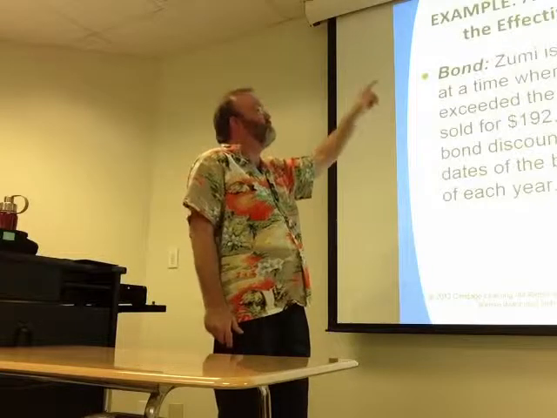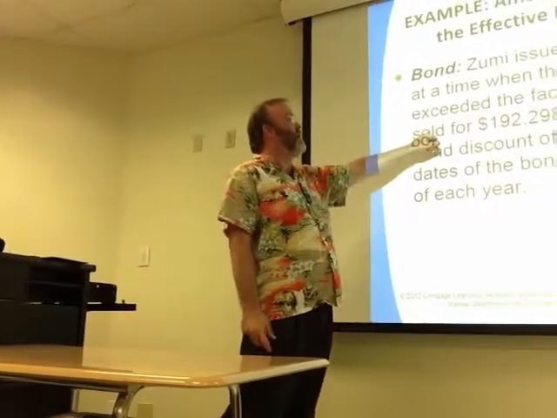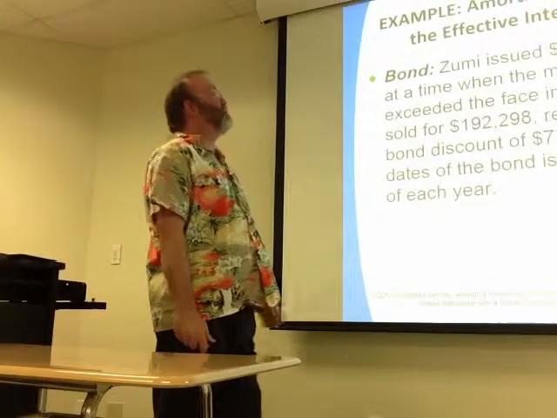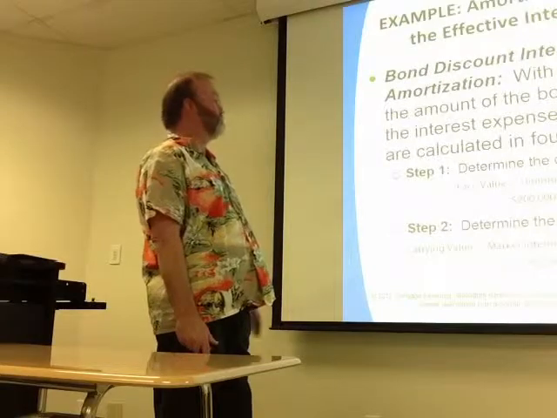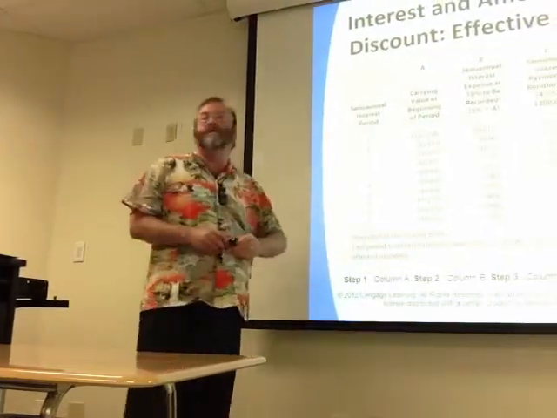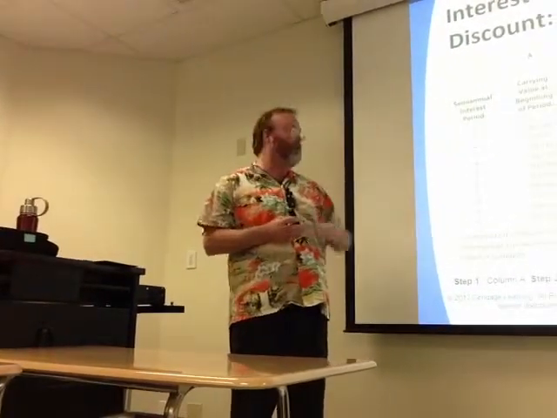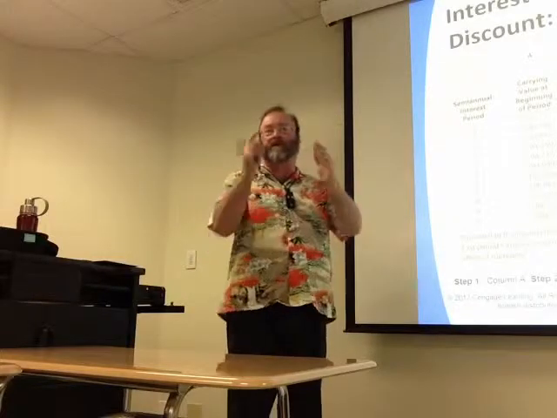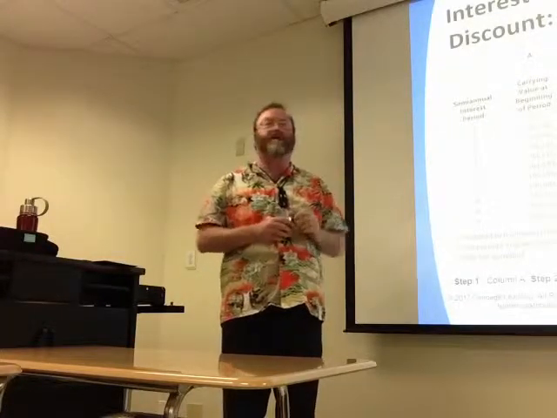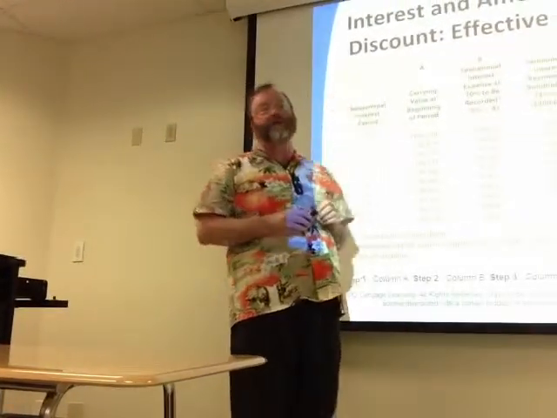All right, so back to the market interest rate of 10%. You're giving them 9%. So they sell it for $192,298 with a discount of $7,702. We get to the amortization. Here's the table. And I'm not going to give you a bond that's got 10 periods. It's way too much calculation manually on a test. I'll give you a 5-year bond that pays once a year.